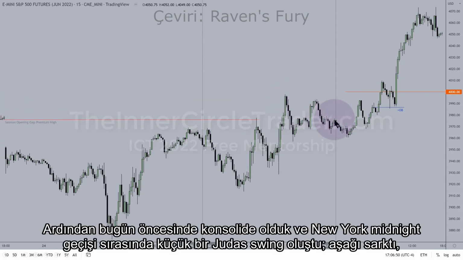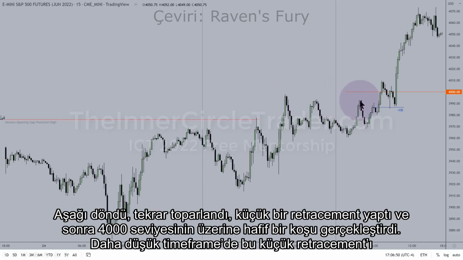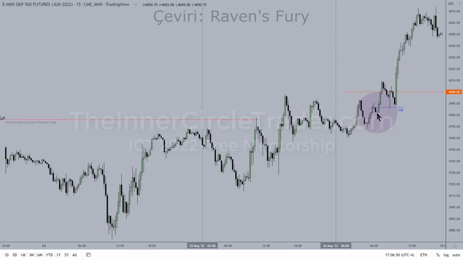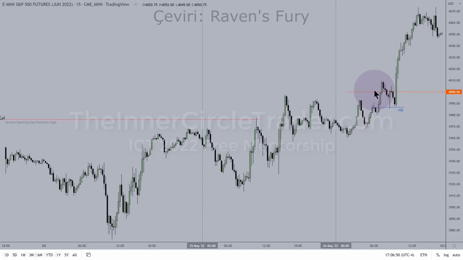And then we consolidated ahead of today, and then during the crossover into New York midnight, it has a small little Judas swing where it drops down, creates the low of the day, rallies, leaves relative equal highs in here, and this high intact. It drops down, rallies once more, small little retracement, and then it does a shallow run above 4,000 on this past here. In this small little area on the lower time frame, I used this little retracement to highlight a run to 4,000, because I gave you guys 4,000 as my objective.